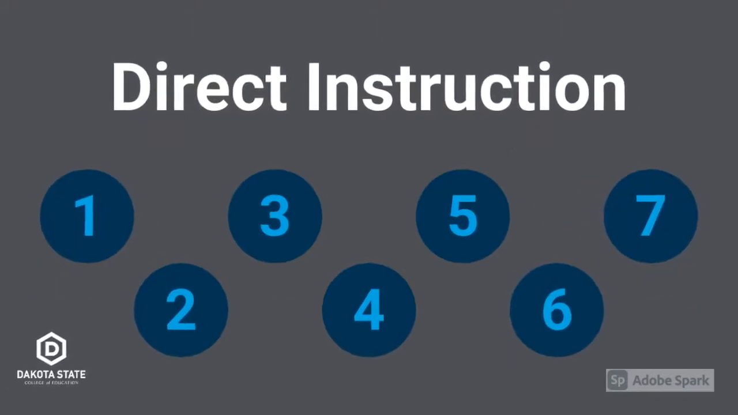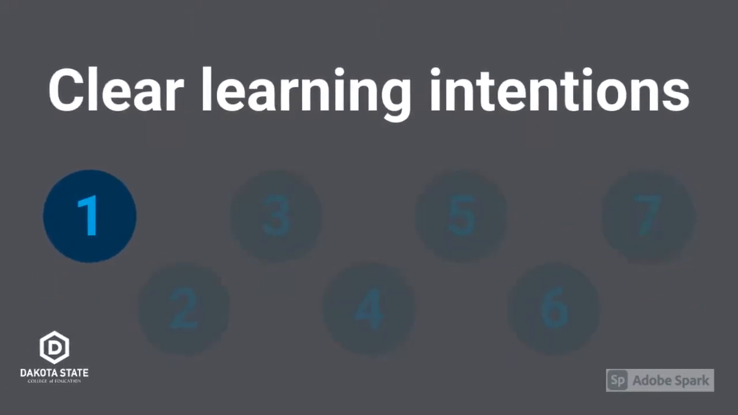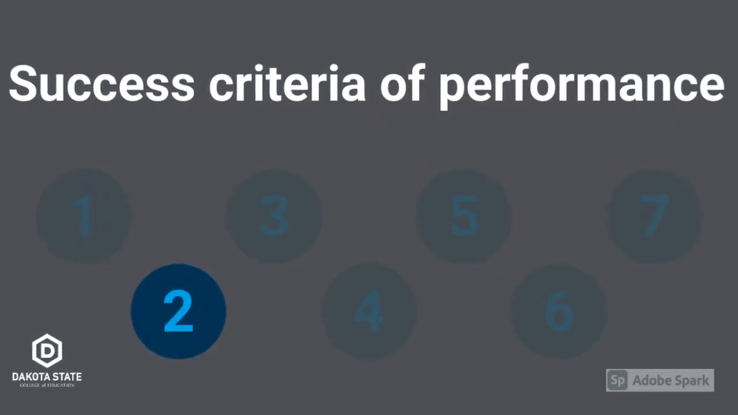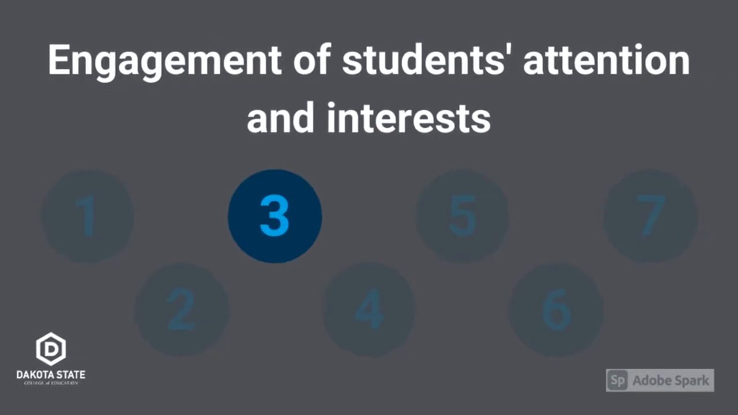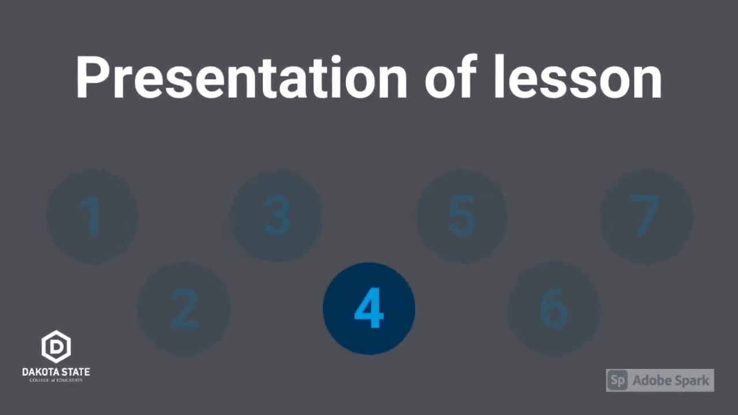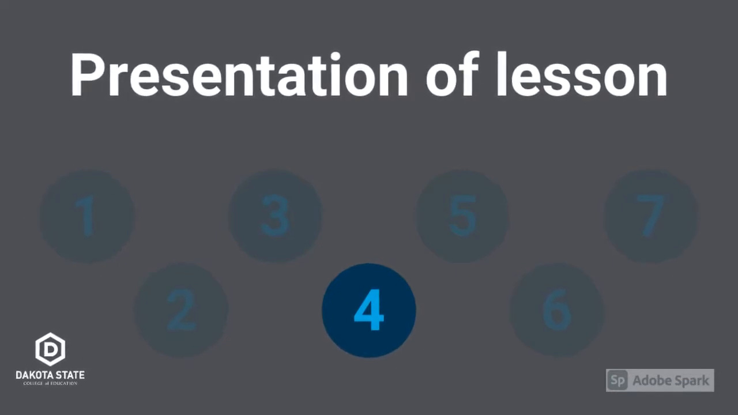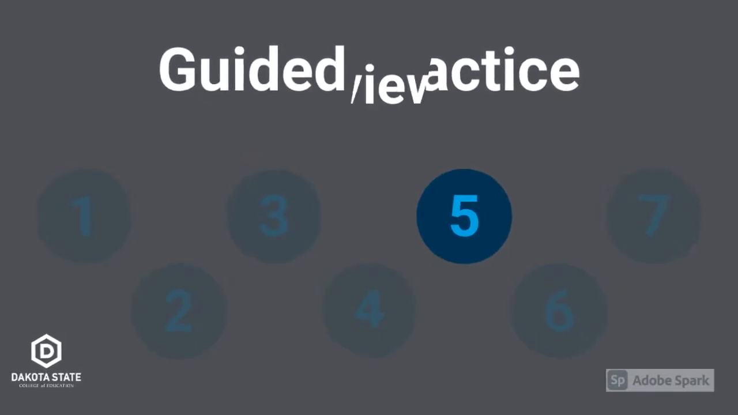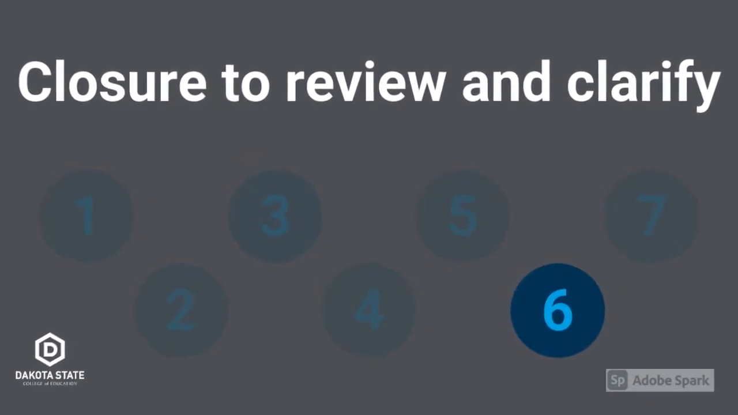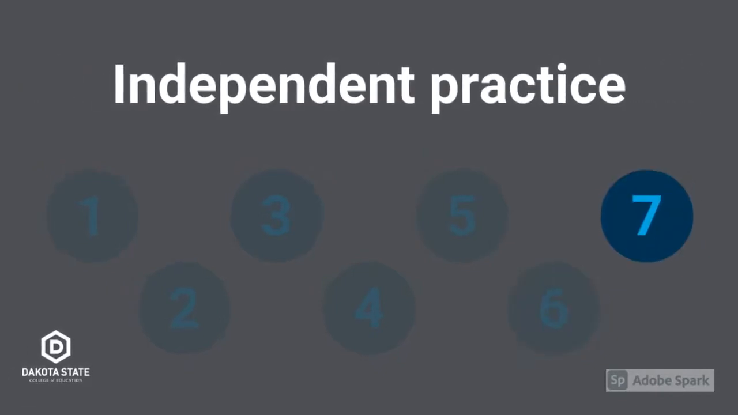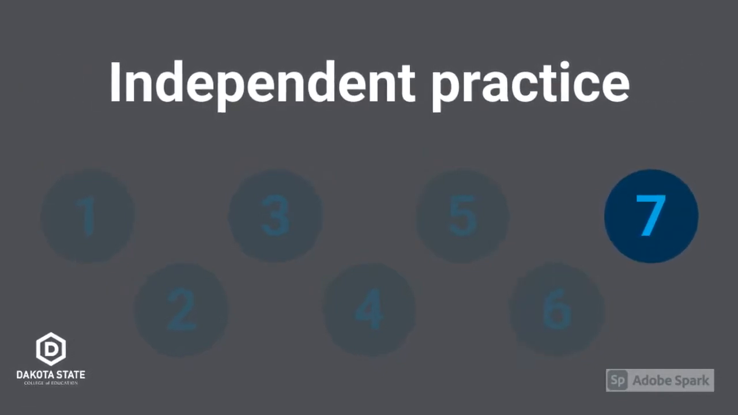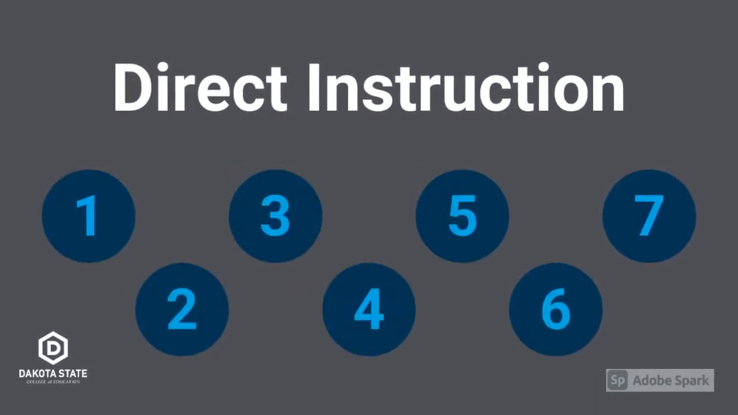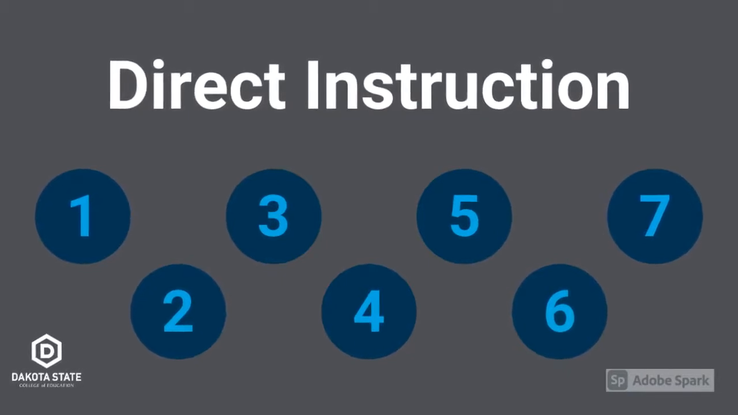Direct instruction can be broken down into 7 steps: clear learning intentions, success criteria of performance, engagement of students' attention and interests, presentation of lesson using input, modeling, and checks for understanding, guided practice, closure to review and clarify, and independent practice to reinforce the skills in real-life or different but relevant contexts. These 7 steps can be followed regardless of the content of the lesson.